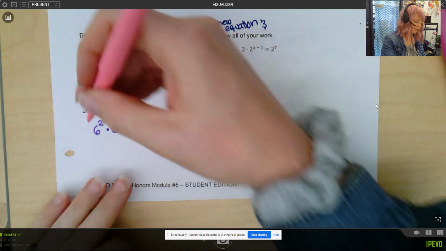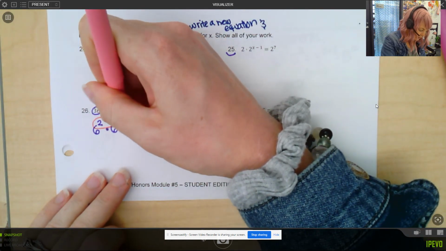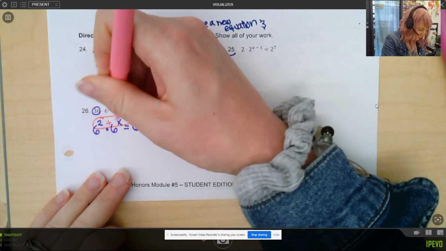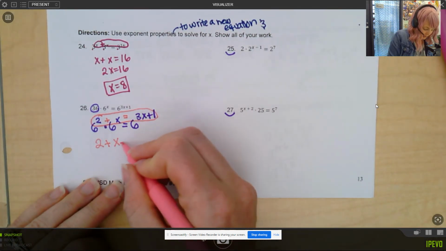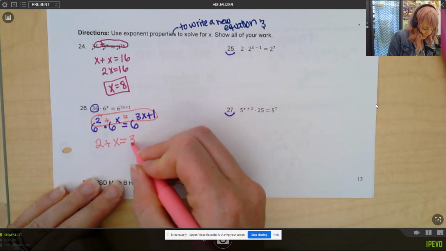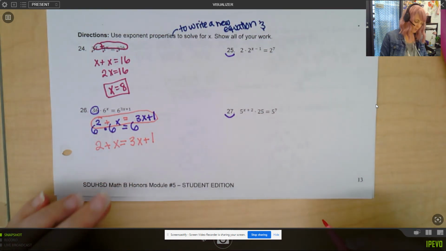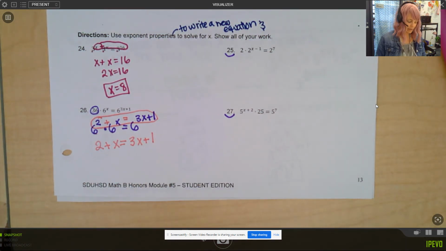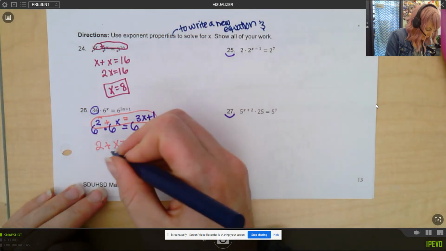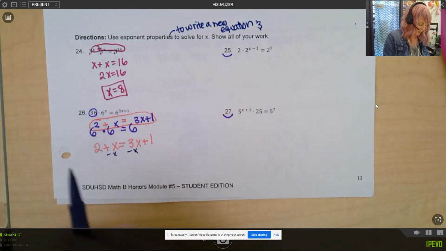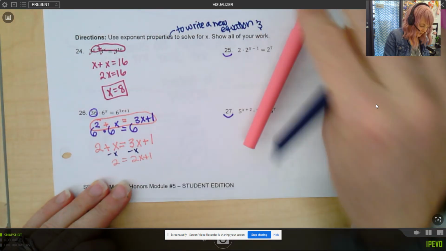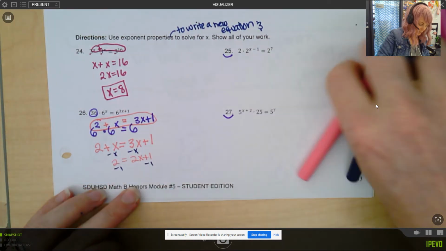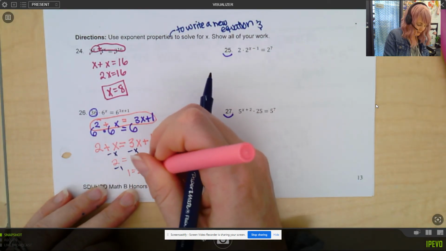Product of powers. So taking a look here, we're going to use our exponents to write our new equation. 2 plus x, when we add our exponents, because we're multiplying the same base, it's going to equal our exponent of our product. So here, okay, this equation, a little trickier, but nothing you can't handle. Subtract x from both sides. 2 is equal to 2x plus 1. Subtract 1 from both sides.